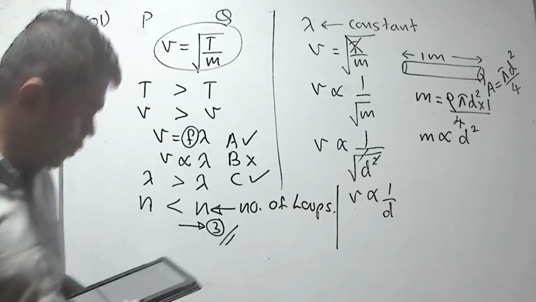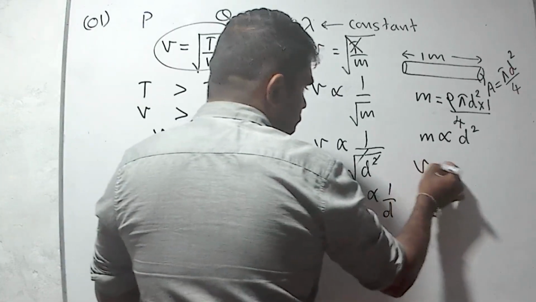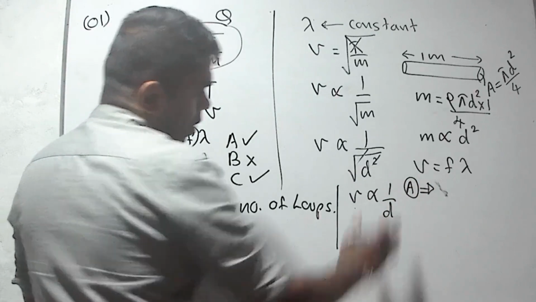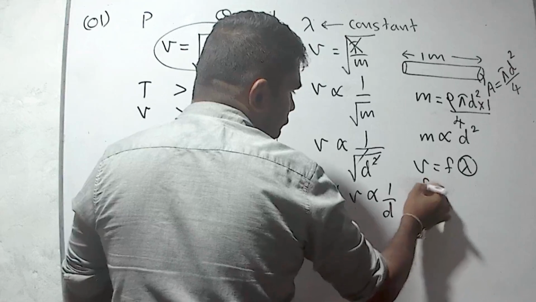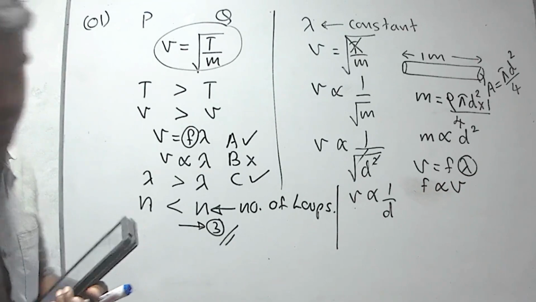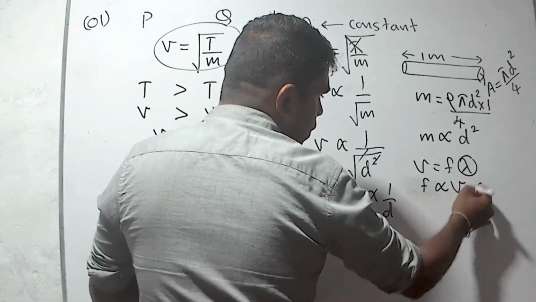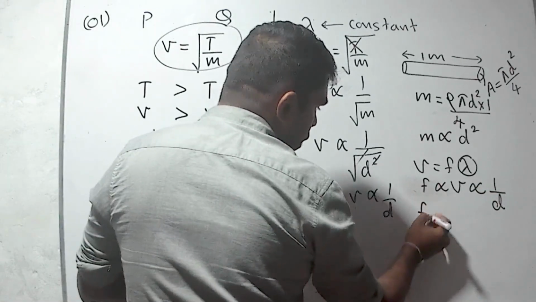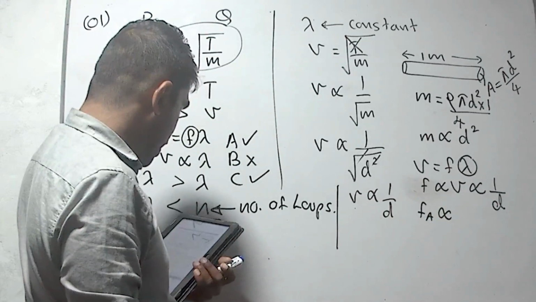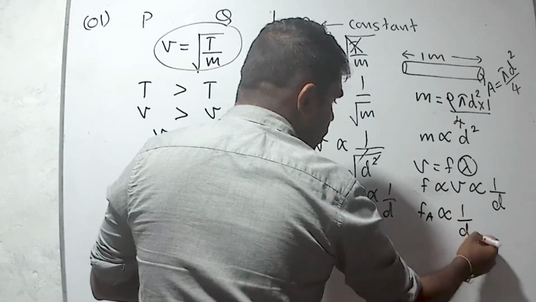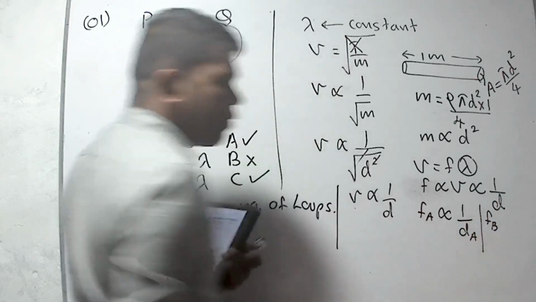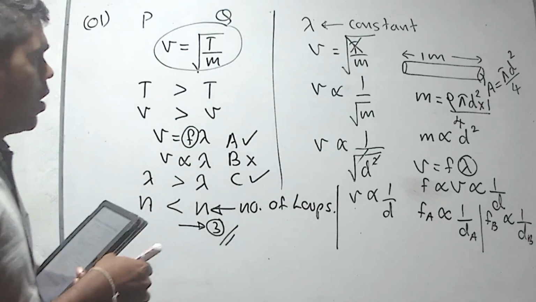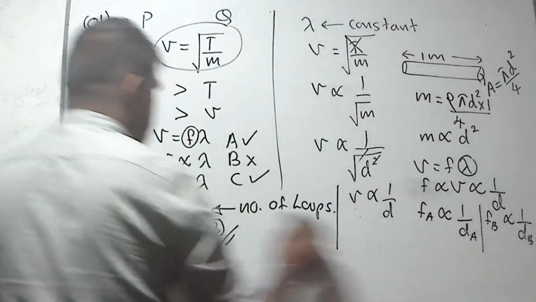Then we can use V equals F lambda for both situations. I will use it for string A. We can get lambda is constant, therefore frequency is directly proportional to the velocity of the wave in the string. Then the velocity of the wave is inversely proportional to diameter. Now we can get FA, the frequency of the wave produced in A, inversely proportional to the diameter of A, and the frequency of the wave produced in B, inversely proportional to the diameter of B. Now we can divide these two relationships.